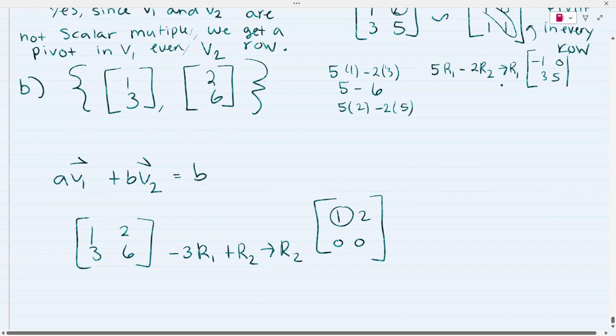So we need two pivots, so no. You only have one pivot, right? This one is one of your pivots, but we need two pivots. So no, it does not work.